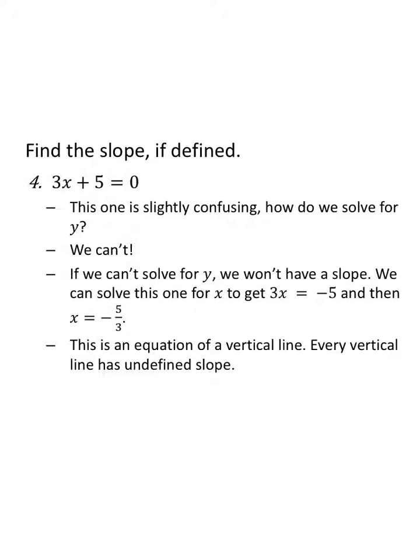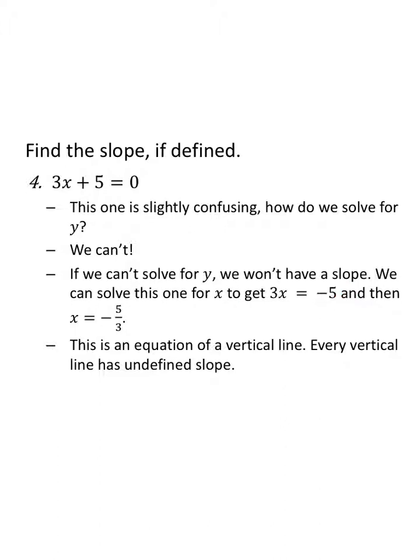Find the slope if defined. 3x plus 5 equals 0. In the last two examples, we solved for y. How do we solve for y if there's no y? Well, we can't. If we can't solve for y, it's guaranteed we won't have a slope.